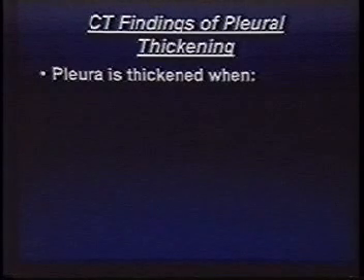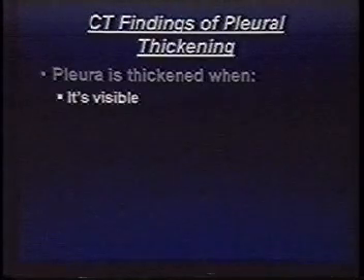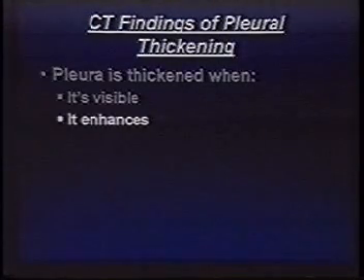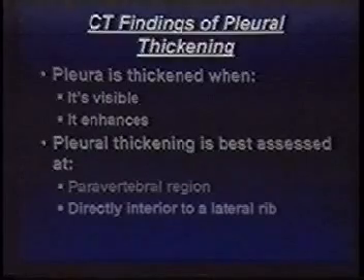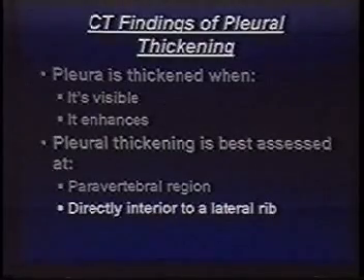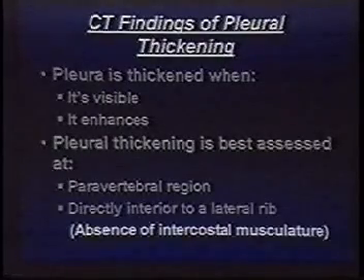On CT, the pleura is considered to be thickened when it's visible, or it enhances following contrast administration. And this is best assessed at the paravertebral regions and directly anterior to a lateral rib, where there is absence of the intercostal musculature, more specifically the innermost layer.